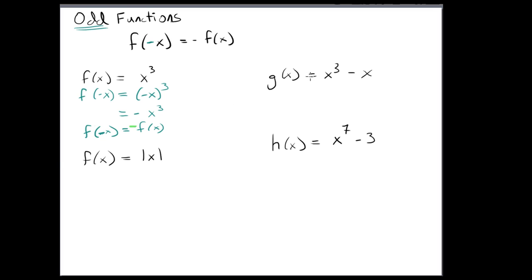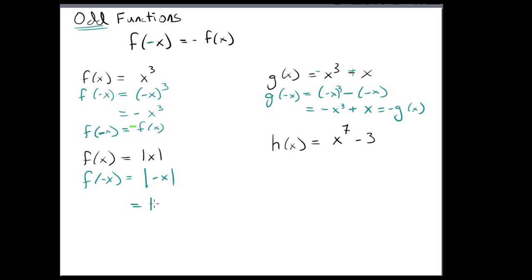And that's the case over here for g of x. g of negative x is equal to negative x cubed minus negative x. That's negative x cubed plus x. Both signs change. That's negative the function. What about for this f of x? f of negative x is equal to the absolute value of negative x, absolute value of x. Nope, that would be even. We looked at that already.